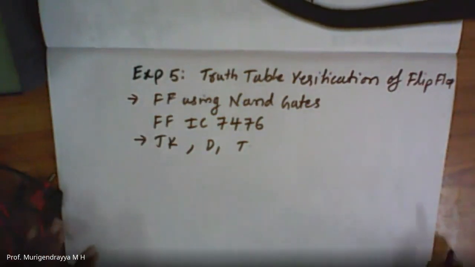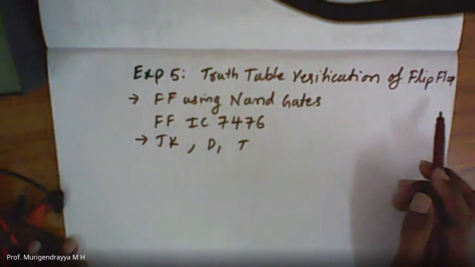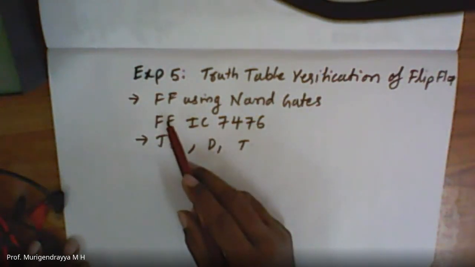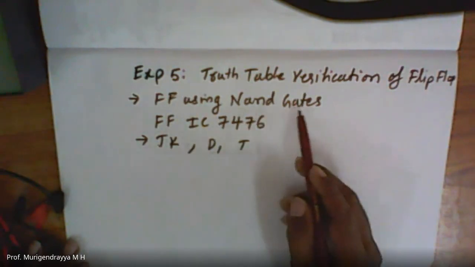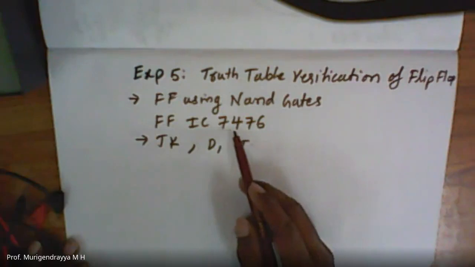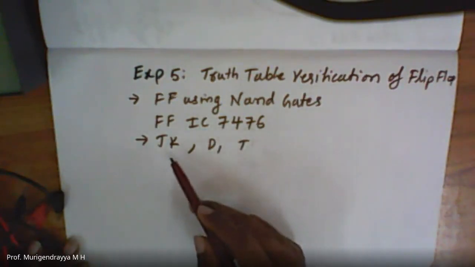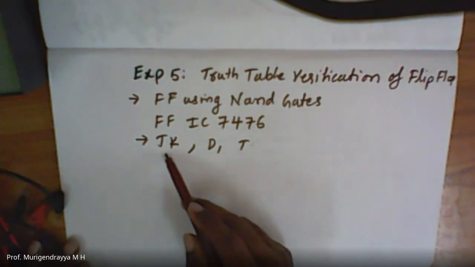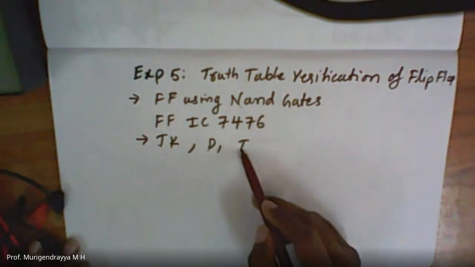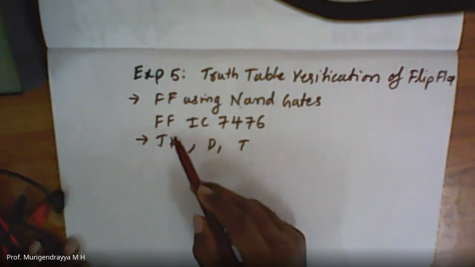What we are doing today is experiment 5, truth table verification of a flip-flop. In that we will discuss the flip-flop using NAND gates and the flip-flop using the standard IC, that is 7476, and by using this we will implement this functionality. First we will implement the JK flip-flop using NAND gate, D flip-flop using NAND gate, T flip-flop using NAND gate, and then the implementation of the JK.